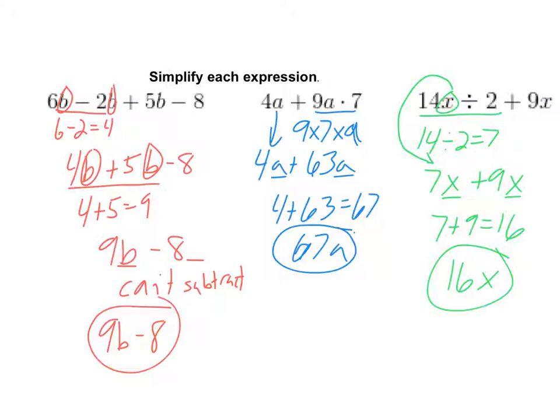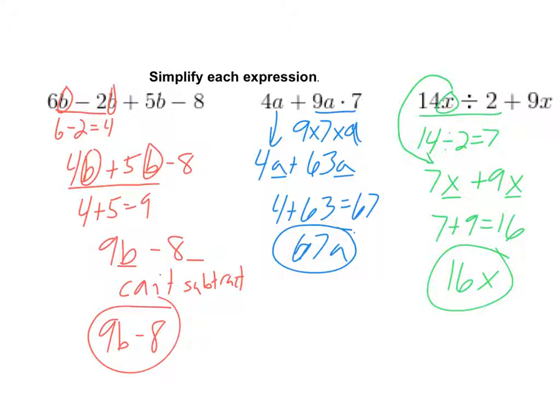So for the first one, we don't have any parentheses or exponents or multiplication and division, so we can go ahead and add and subtract from left to right. First off, we have 6b minus 2b. They both have b in it, so I can do 6 minus 2 and get 4, giving me an answer of 4b. So I got 4b plus 5b minus 8.